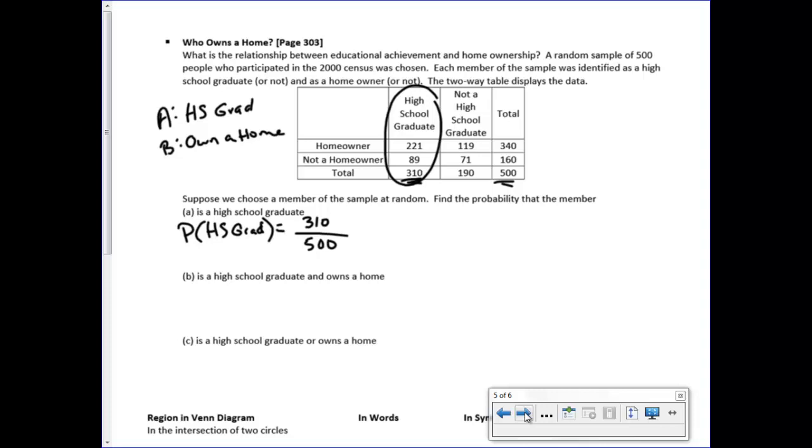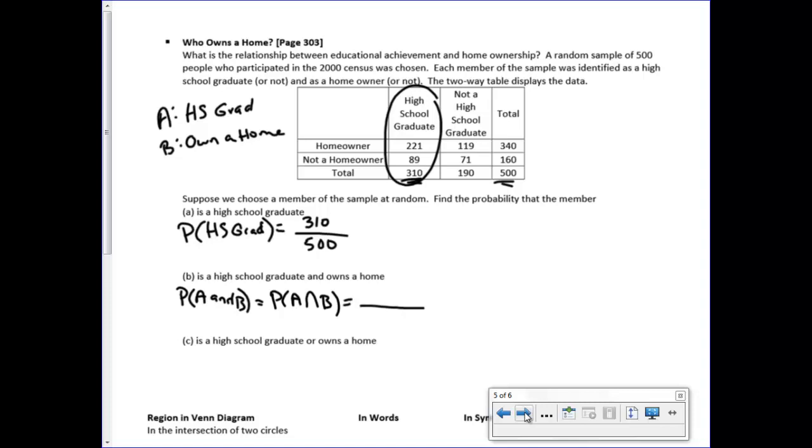Is a high school grad and owns a home. So I'm going to use my symbols here. High school grad and owns a home. So you can say A and B. Some of you even want to shorten that up. If it's A and B, both of them together, that's the intersection. So some of you could write it like this: probability of A and B. That's just the intersection of those.